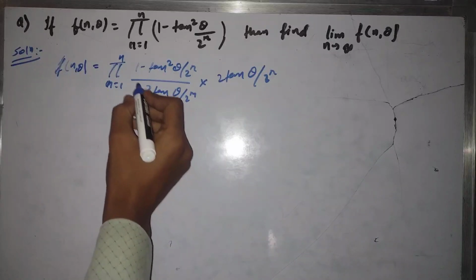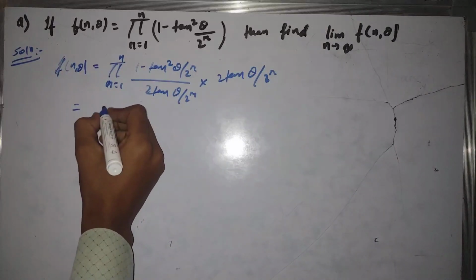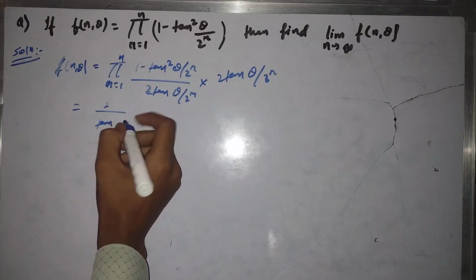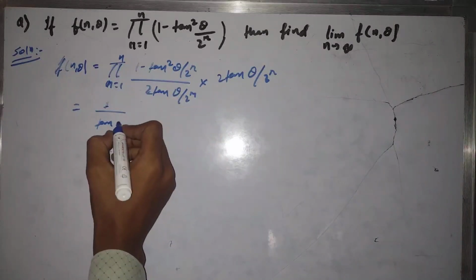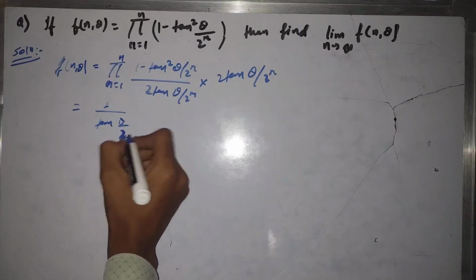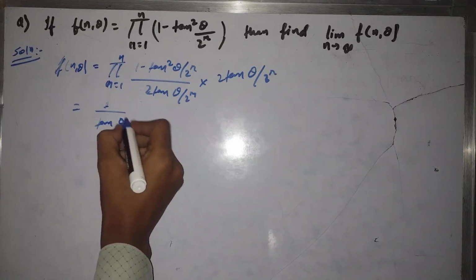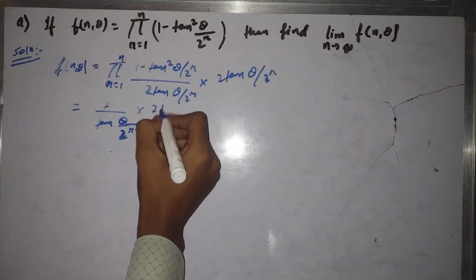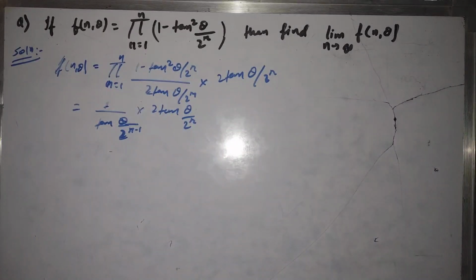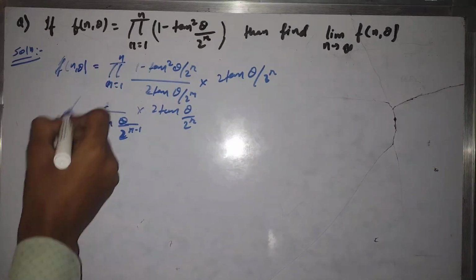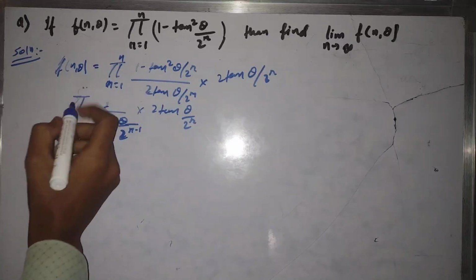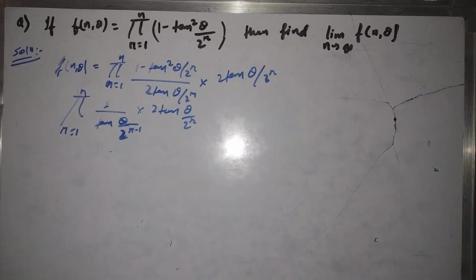So we can write this thing as 1 upon 2, tan 2 theta, and if theta is this, then 2 theta would be tan theta upon 2 to the power r minus 1. And here we have 2 into tan theta upon 2 to the power r. This is actually a continuous product, so we have to multiply it from 1 to n.